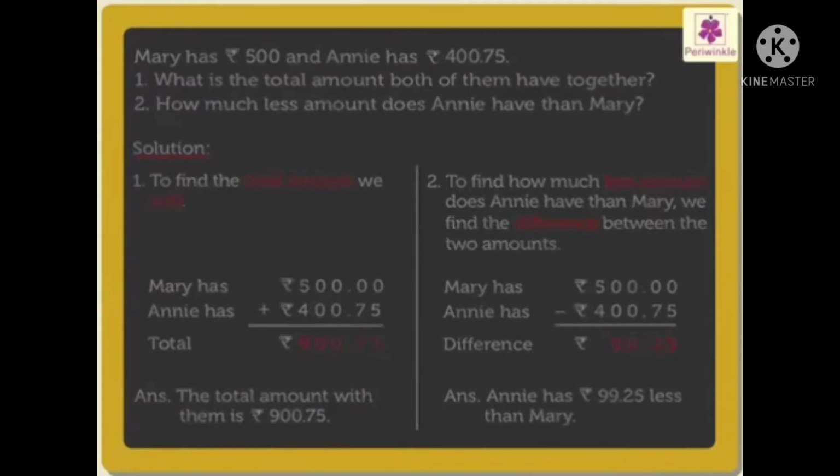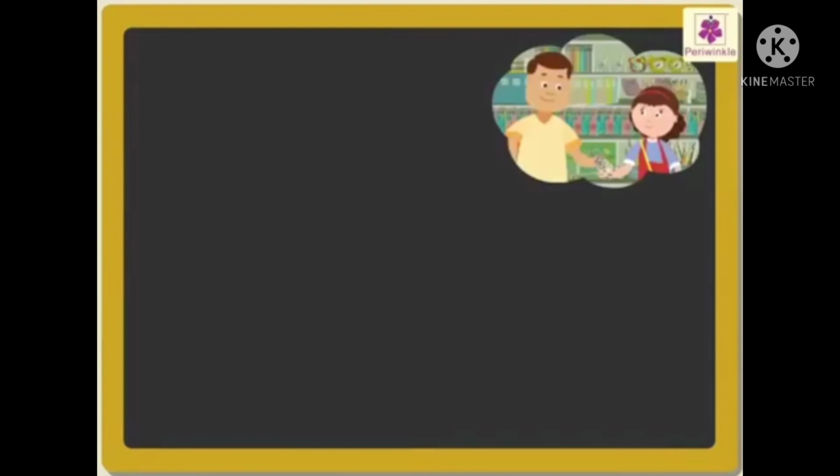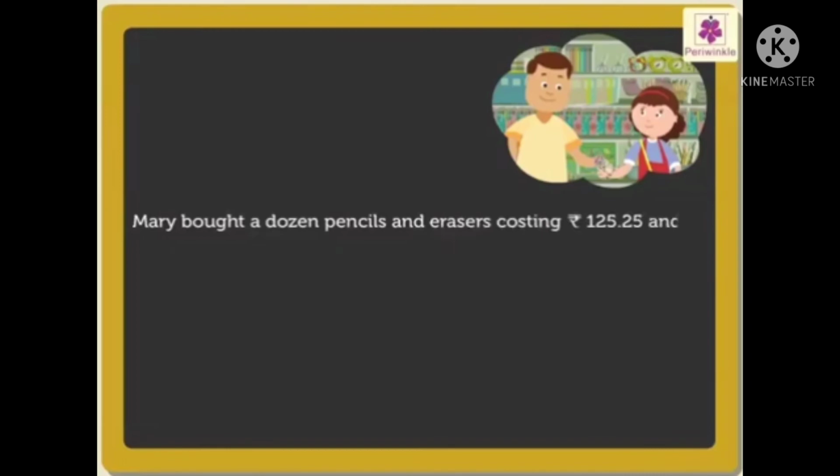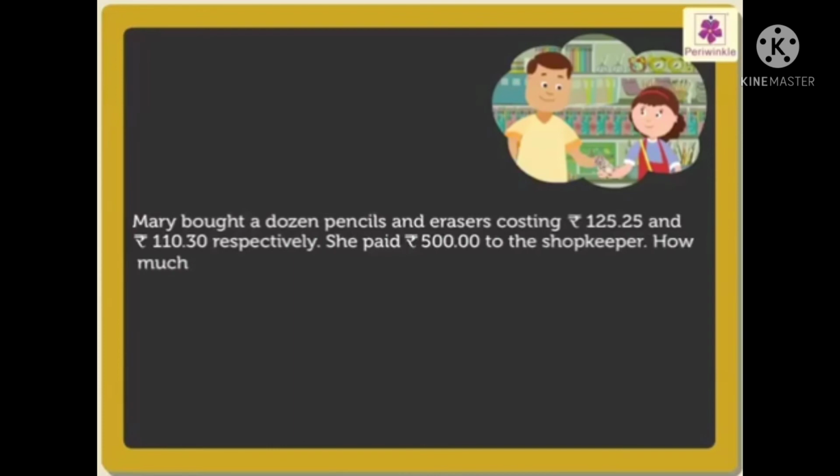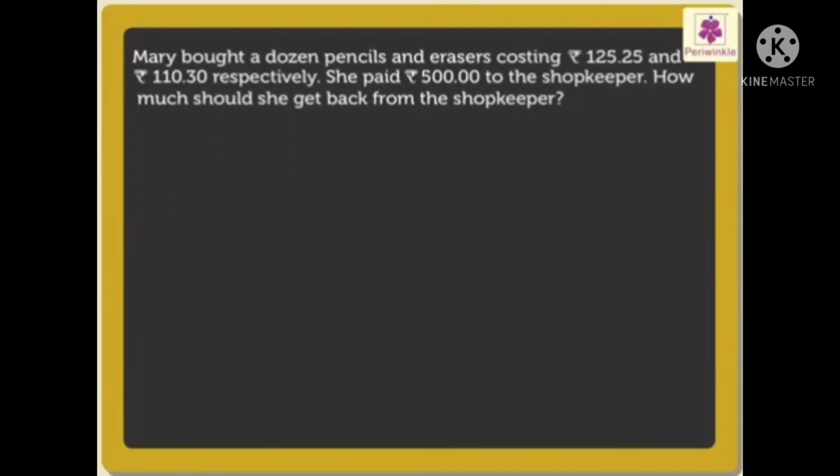Why not try solving one more story? Look, Mary went for shopping. She bought a dozen pencils and erasers costing 125 rupees 25 paise and 110 rupees 30 paise respectively. She paid 500 rupees to the shopkeeper. How much should she get back from the shopkeeper? Now, let's solve this. Firstly, we will be adding the amounts to find the total amount spent by Mary.